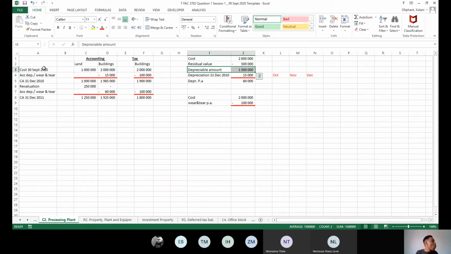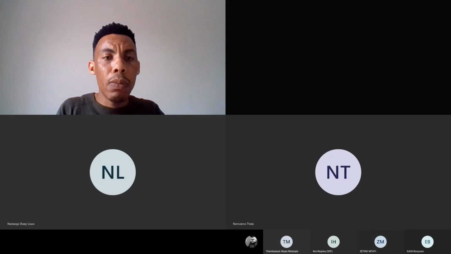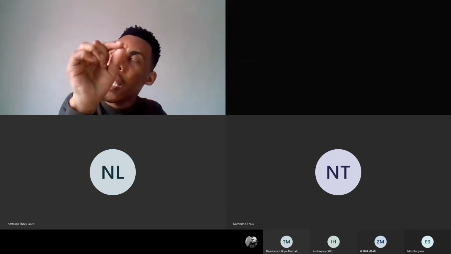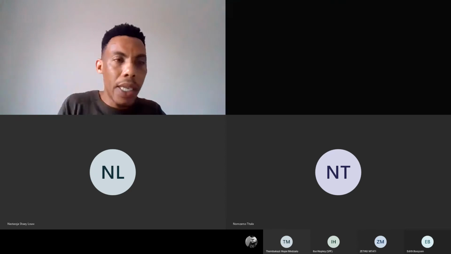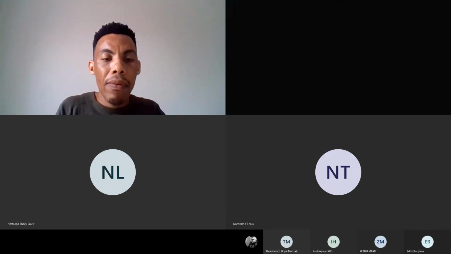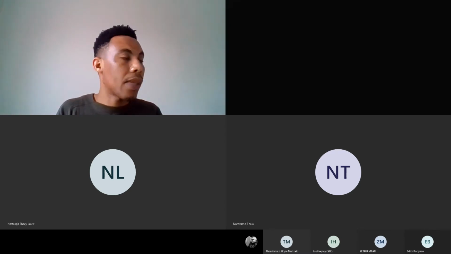We know that this item, we bought it for how much? Sorry, when did we buy it? On the 30th of September 2010. And then in the current year, how long did we have this building for? In the current period, at 31st December 2010, how long did we have this building for?